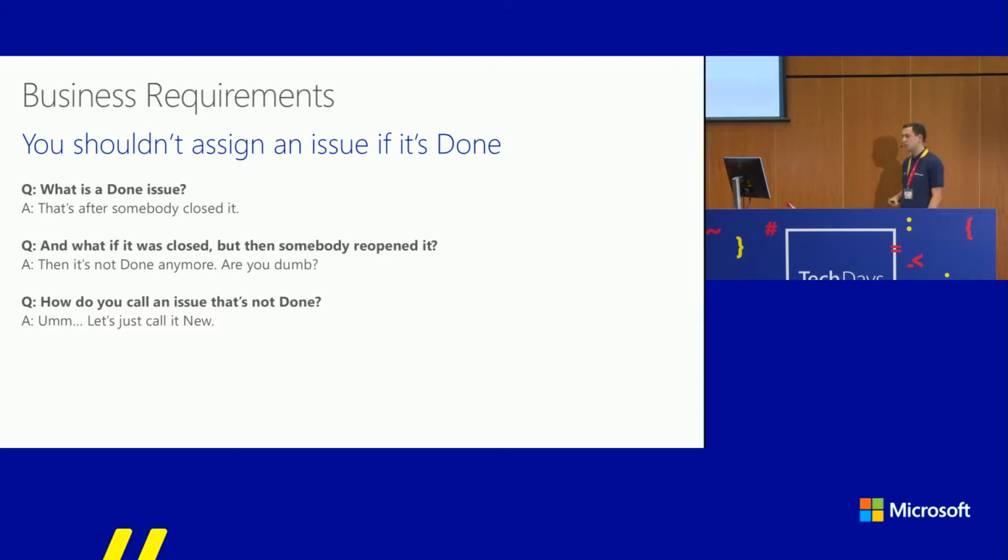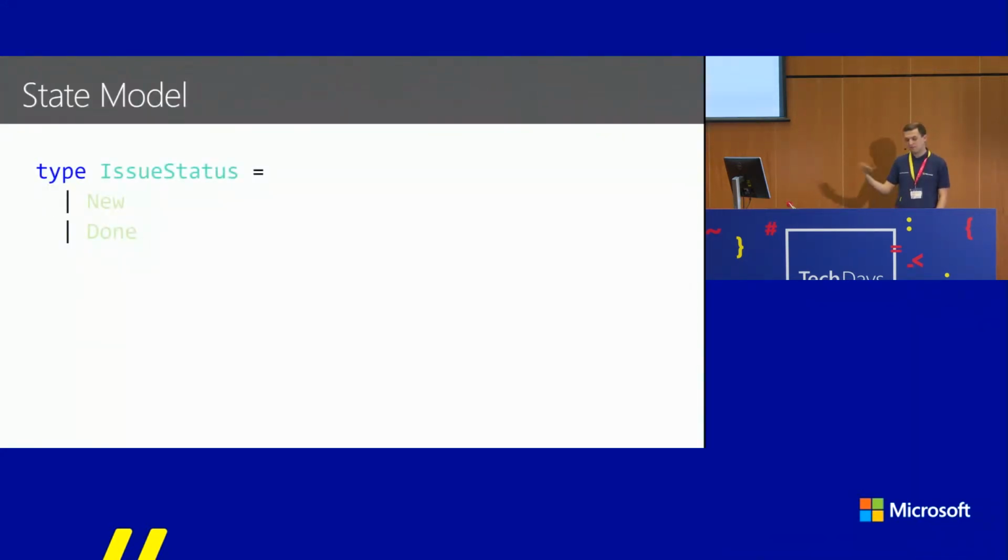Okay, we got this knowledge from the domain expert, so we want to modify our code. And the first notion that we got from him is that we have a new type, as always in F#. And this is new kind of type. In F# it's called discriminated union. I'll call it choice type for simplicity. So that basically means that it has one of the two values. It's either new or done.